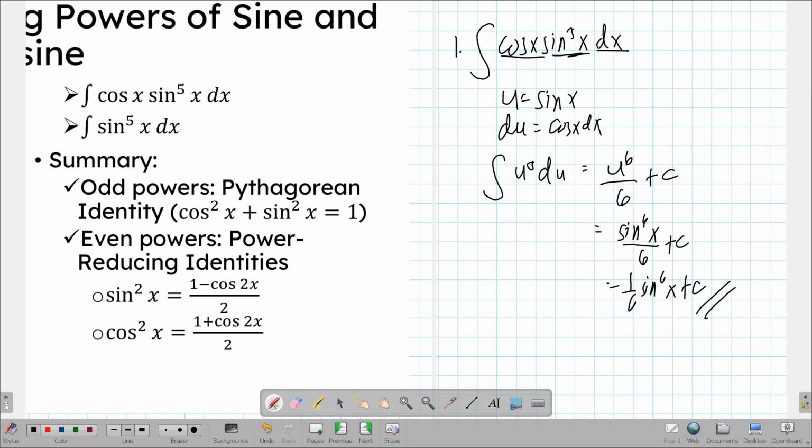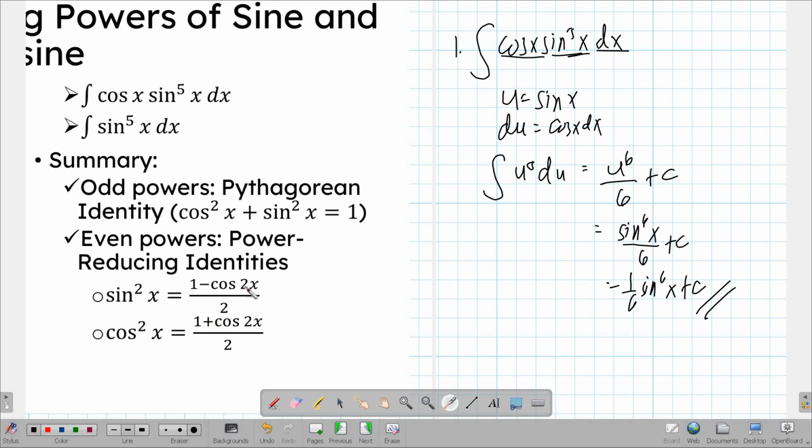Because of the presence of cosine x, the substitution rule is easy to do. However, in the second one, there's no presence of cosine x dx, so it's kind of difficult to do our u substitution. So how are we able to do this one? We cannot do integration by parts either because it will not work that well. So instead, we can use this.